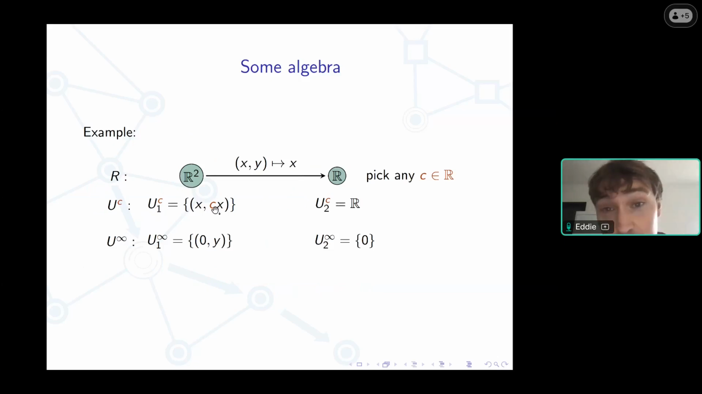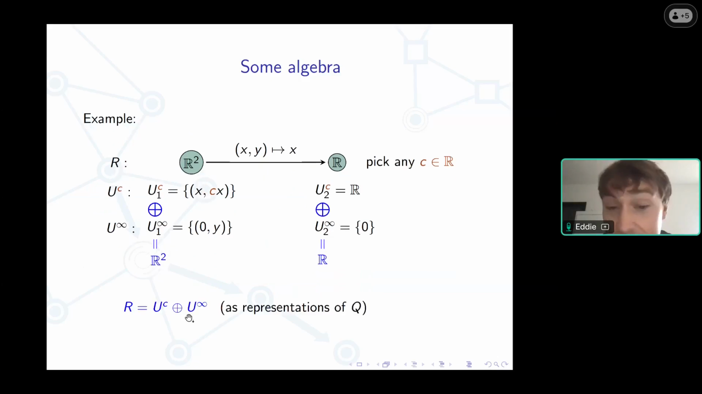So these are two examples, or infinitely many examples, of sub-representations. And the nice thing about these choices is that component-wise, they sum up to the full representation for any fixed C. And when that is the case, we say that R is the direct sum as representations. So now we have a direct sum as representations because it's component-wise. So why am I interested in that?